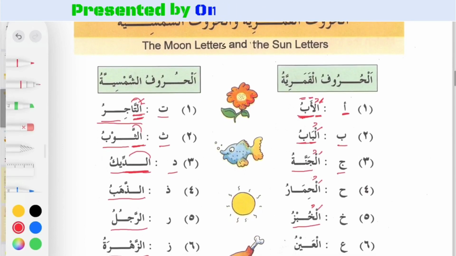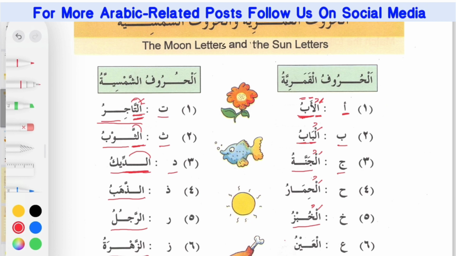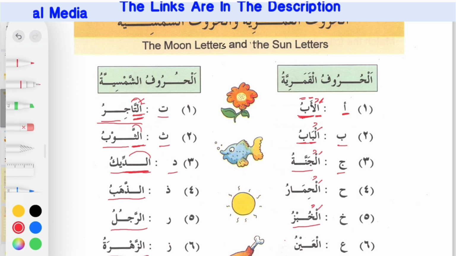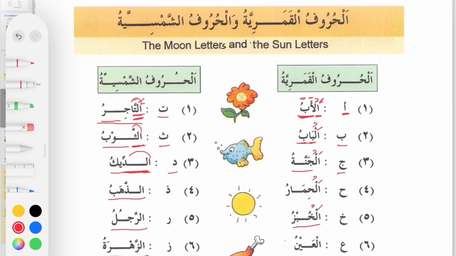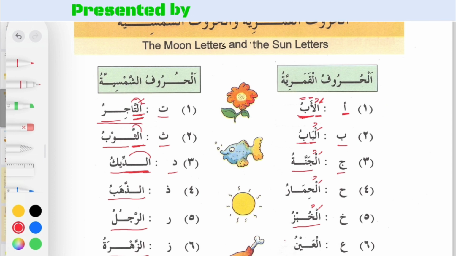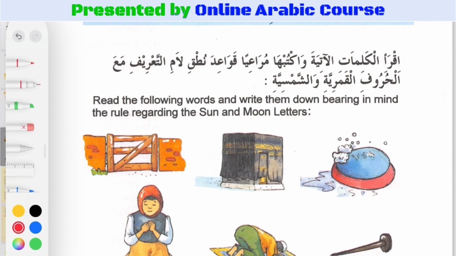In short, if a word starts with moon letter and you want to read that word with al, then you will read each and every letter of that word. But if a word starts with a sun letter and you want to read that word with al, then you will read only alif and then the sun letter with tashdid, with shadda. I hope you understood it well. And now the last exercise of this lesson.